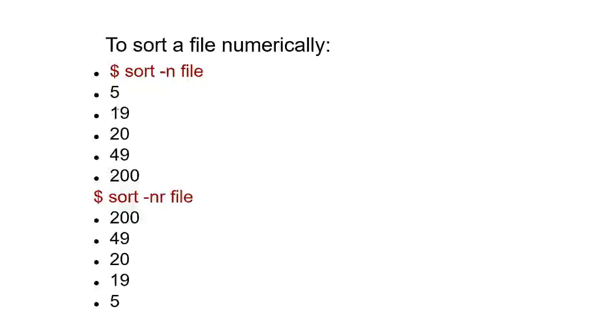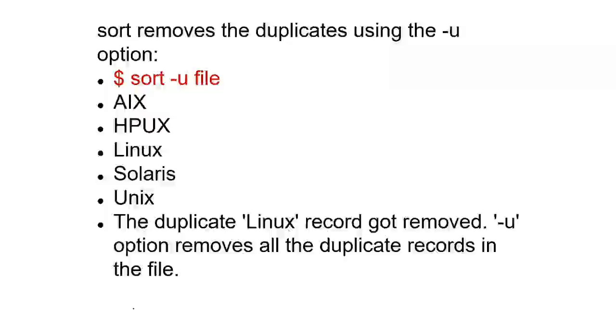To sort a file numerically, we are going to use the option -n. See, it is also going to sort in ascending order. If you want to sort in reverse order, you can use -r here, hyphen -nr. So it is going to sort in reverse order, in descending order.